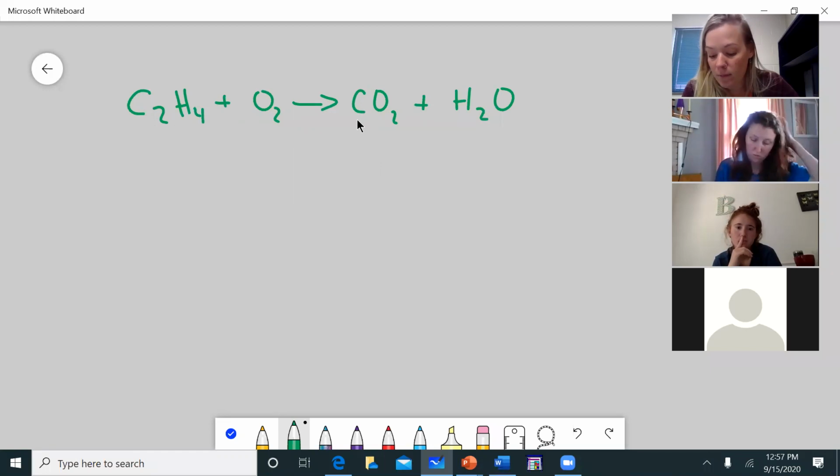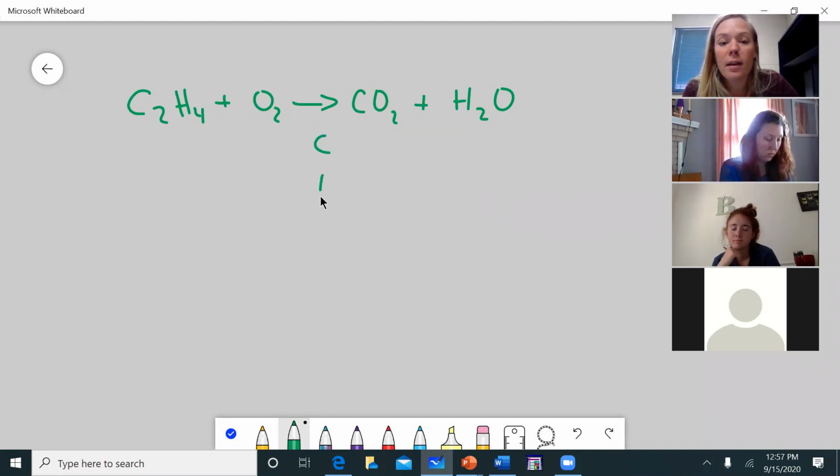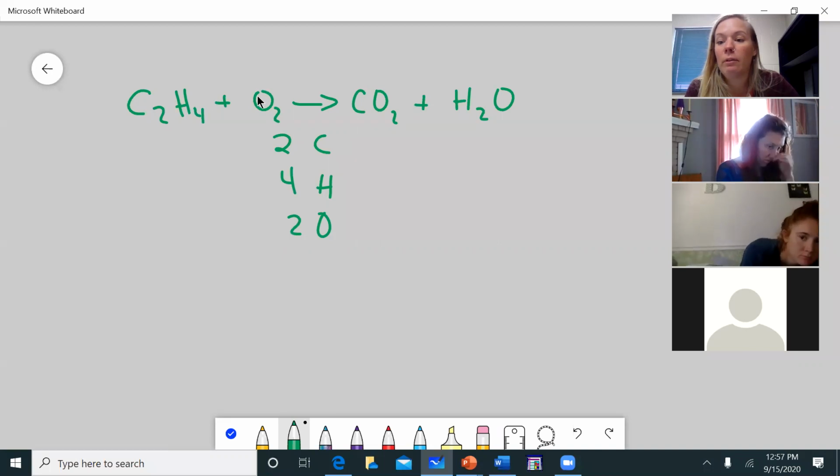With these, I would always follow the rule of balancing your carbons, then your hydrogens, then your oxygens. So first we have to figure out how many we have. I have carbon, hydrogen, and oxygen, right? There's no other elements in there. On the left-hand side, how many carbons do I have? I should have 2. The 2 is talking about the number of carbons. Hydrogen on the left-hand side, I should have 4, and oxygen will be 2, the 2 coming from there.